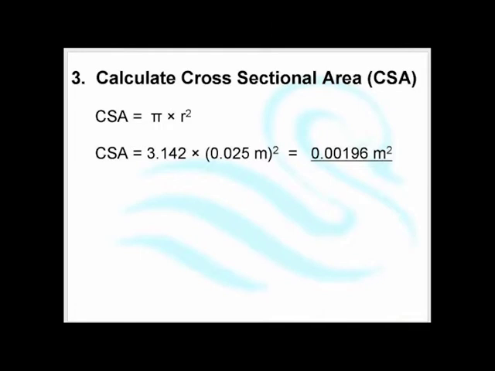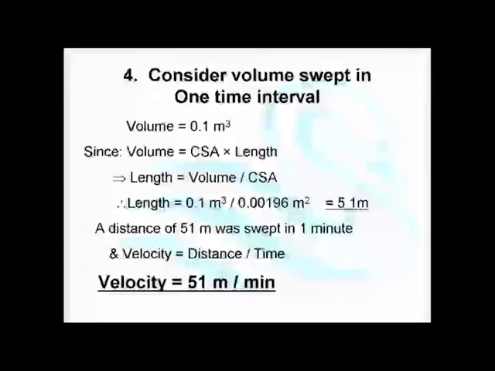Step 3. Calculate the cross-sectional area. Cross-sectional area of a circle is pi r squared. So we calculate pi r squared, 3.142 times r squared. Don't forget, r is half of the diameter, and we're working in meters. So the cross-sectional area is 0.00196 square meters.